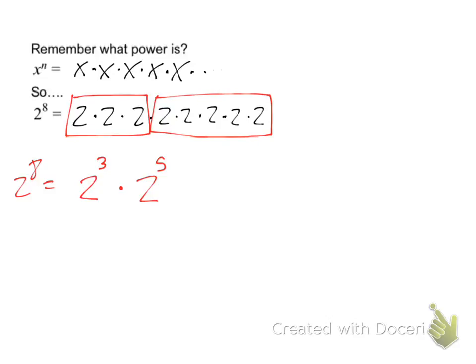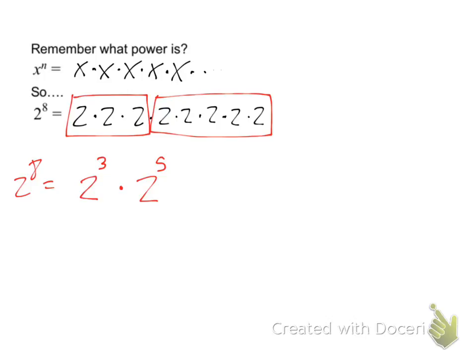No. Why wouldn't it be, guys? We just stated that this 2 to the 8th is all of these 2s, and I grouped up these 2s here. Those 2s there, when I multiply those together, shouldn't that give me the same exact answer as 2 to the 8th?